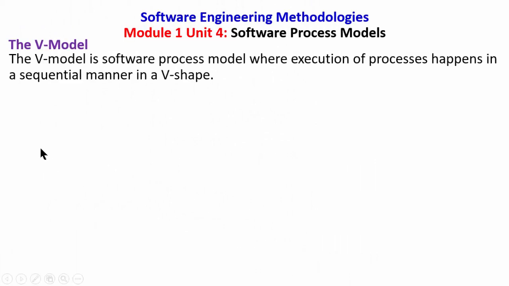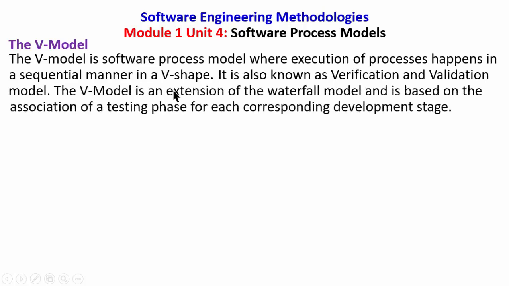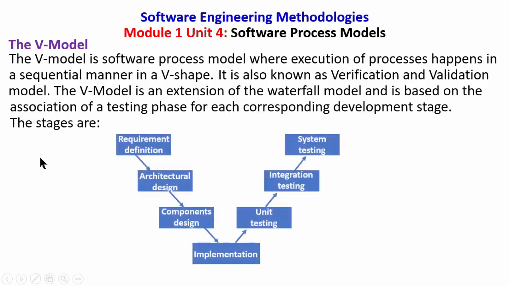The V model. The V model is a software process model where execution of processes happens in a sequential manner in a V shape. It is also known as verification and validation model. A V model is an extension of the waterfall model and is based on the association of a testing phase for each corresponding development stage. The stages are requirement definition, architectural design, component design, implementation, unit testing, integration testing, and system testing.